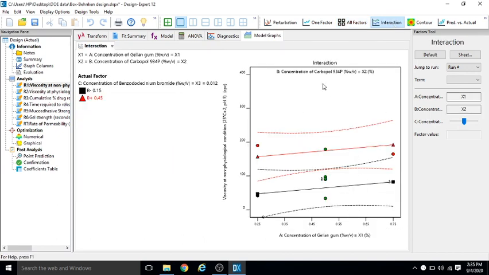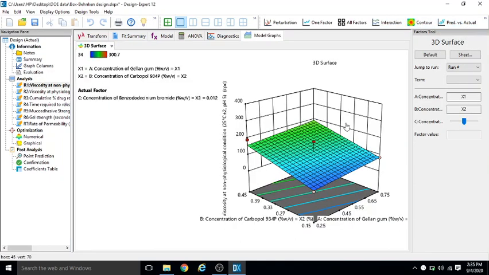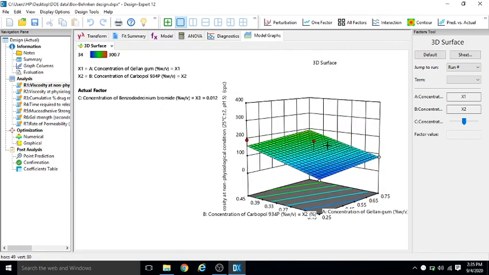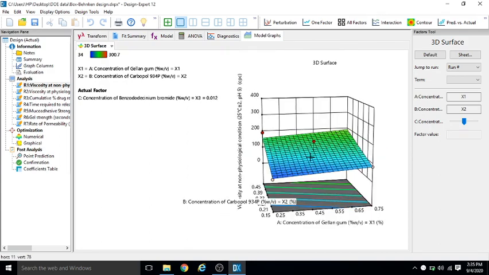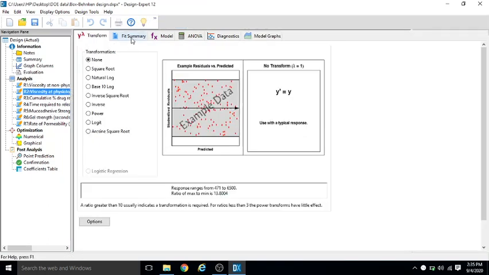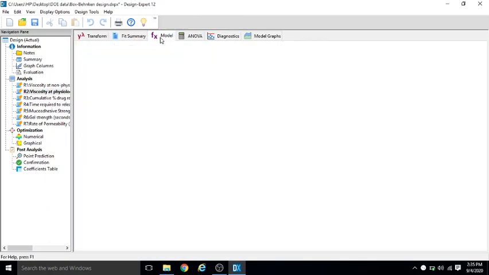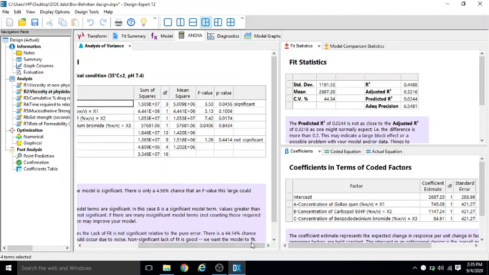There is a lot of interaction between the selected factors, right? So this is a 3D surface. Okay, so the 3D surface is showing you the effect of various factors on a selected response, right? So likewise you can go and check one by one. This is significant. Okay, this is significant.